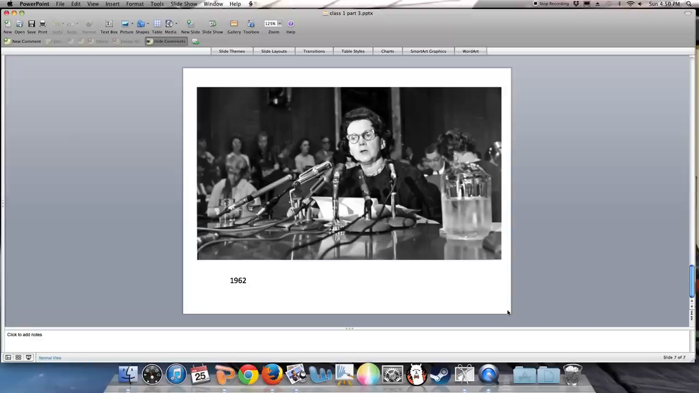DDT can enter the bloodstream of birds, and it interferes with the creation of strong egg shells. So many birds would lay an egg contaminated with DDT. The egg shells would be weakened by the DDT, and the bird sitting on the nest would crush her own eggs. There would be no bird song that spring, and hence the name Silent Spring.